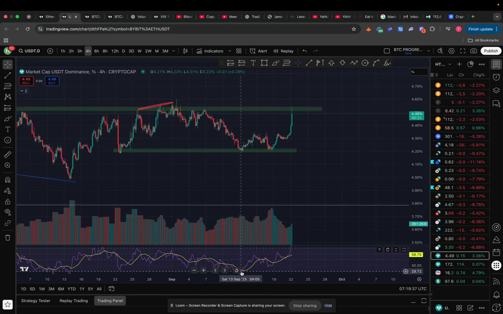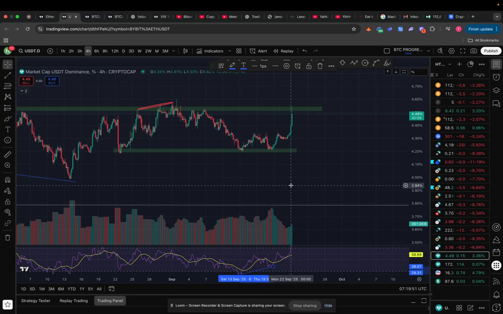So you can see the RSI. We had a bullish divergence on the RSI, meaning price came back to the same level, but we can see the RSI is what? Increasing, right? So we had a bullish divergence on the RSI. Obviously, this was a strong level right here.